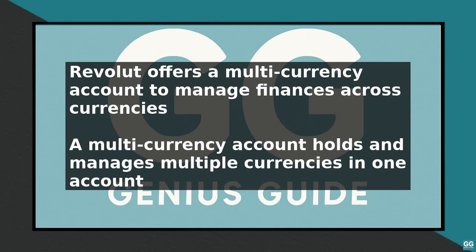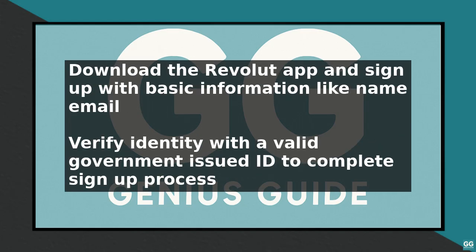The sign-up process is straightforward and requires you to provide some basic information such as your name, email address, and phone number. Once you have signed up, you will need to verify your identity by providing a valid government-issued ID. After your account is set up, you can start adding funds to your account using a debit or credit card, or by transferring money from your existing bank account.